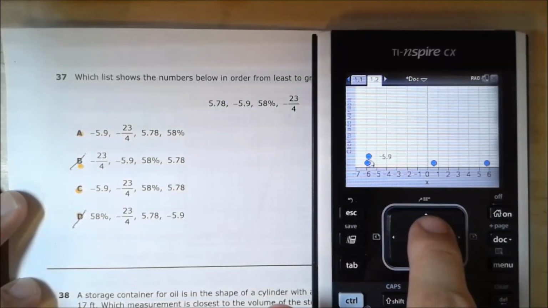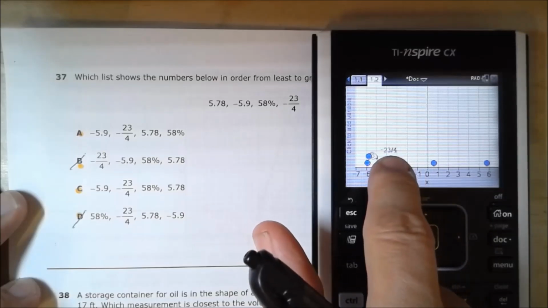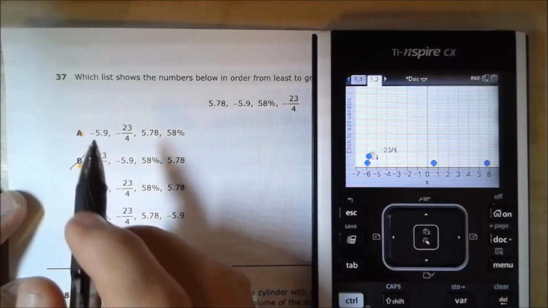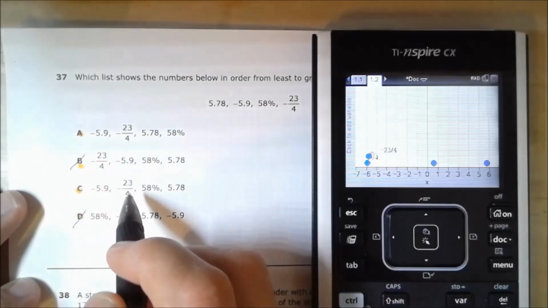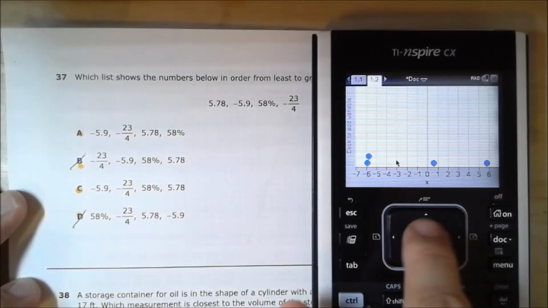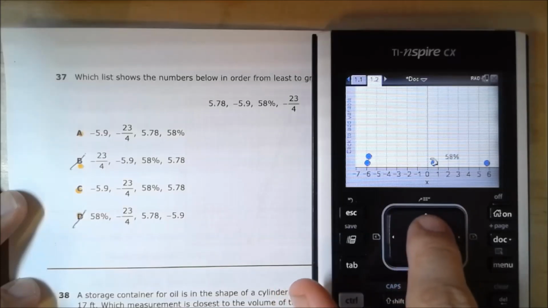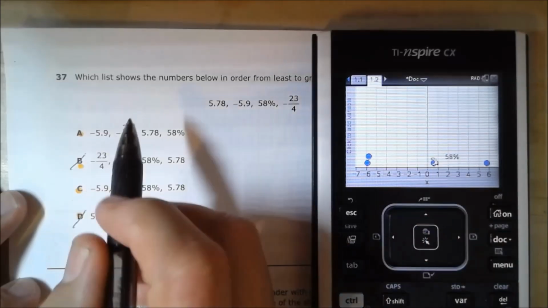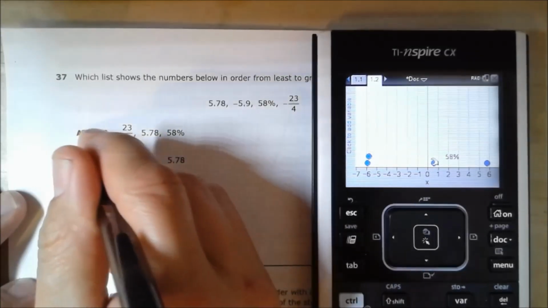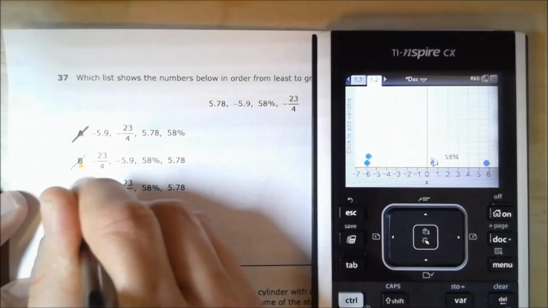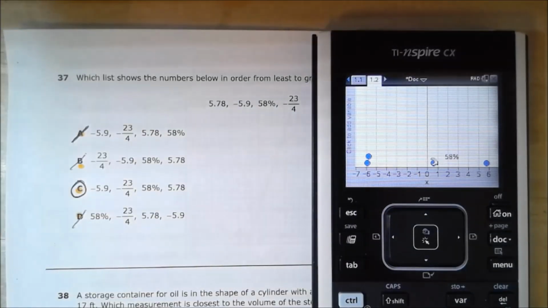Now we need to go to our second number, which is negative 23 over 4. Okay, so let's see. They both have negative 23 over 4. So okay, so we need to go to our third number. So let's go to the next number. It's 58%. And if you look at that one, C has 58%, A has a different value, so we know it can't be A. The answer must be C. Go ahead and pause this video and go to the next problem and see if you can answer it on your own.